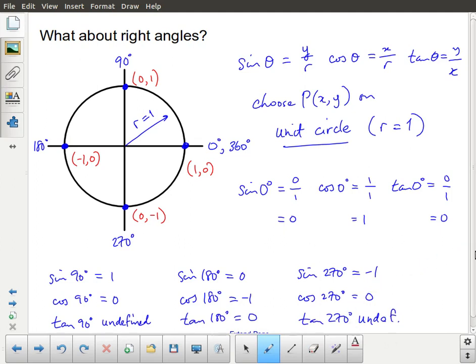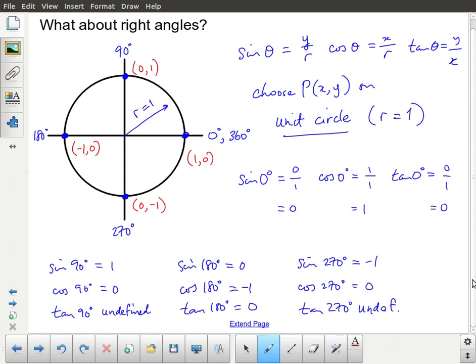Okay. Now, there's one last thing that I'd like to point out about this. Take a look at the points that I put on the unit circle, and in particular, let's not focus so much on tangent right now, but let's focus on just sine and cosine. The sine of 0 was equal to 0, and the cosine of 0 was equal to 1.